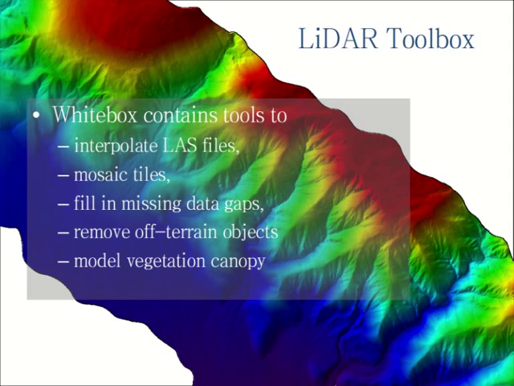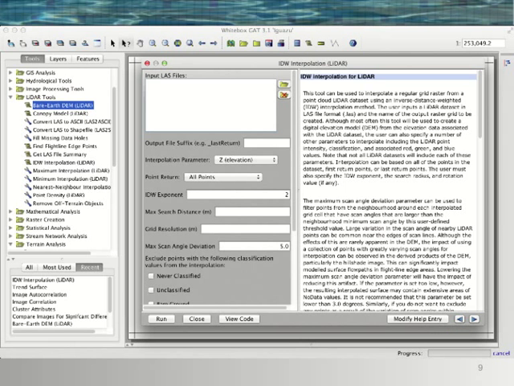Certainly you can interpolate LAS files into regular raster grids. You can mosaic those together. You can fill missing data holes, despite the fact that the previous slides clearly have missing data holes. You can certainly remove those areas of no data. You can remove off-terrain objects. You can model vegetation canopy. So it's fairly sophisticated when it comes to LiDAR data processing.